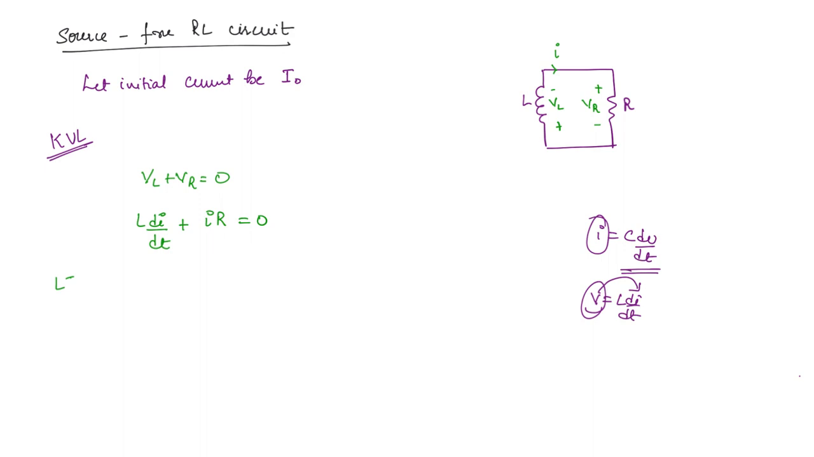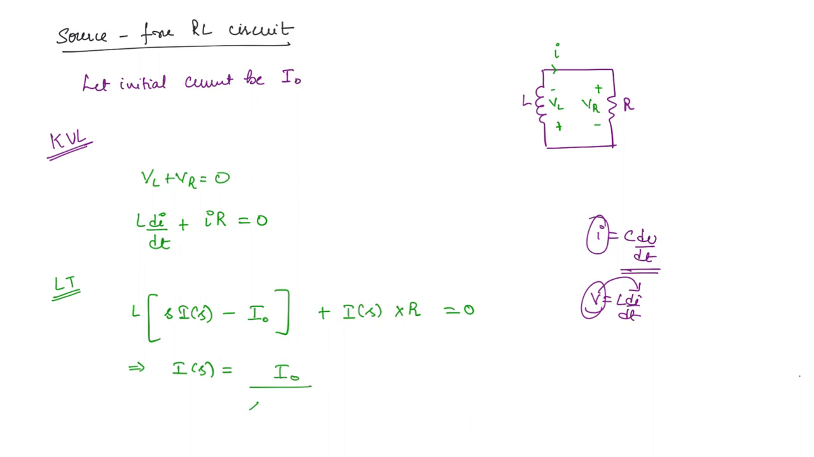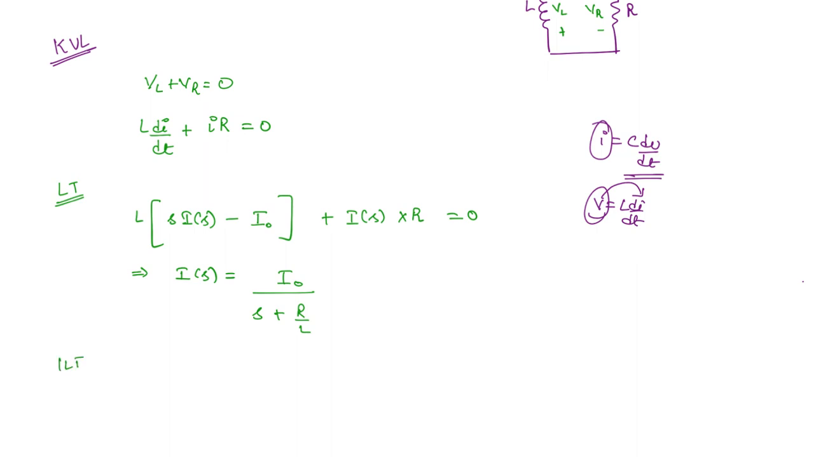Now if you apply the Laplace transform, then what you are going to get? You are going to get S times I of S minus the initial value of current plus I of S into R, equal to 0. So if you get I of S on one side, then you are going to get I naught divided by S plus R by L. Now if you apply the inverse Laplace transform, then you are going to get I of t is equal to I naught e to the power minus R t by L. So this is the expression for current.